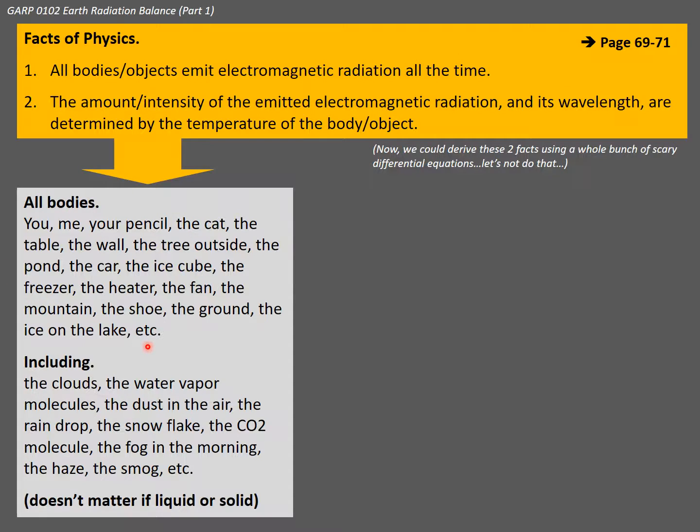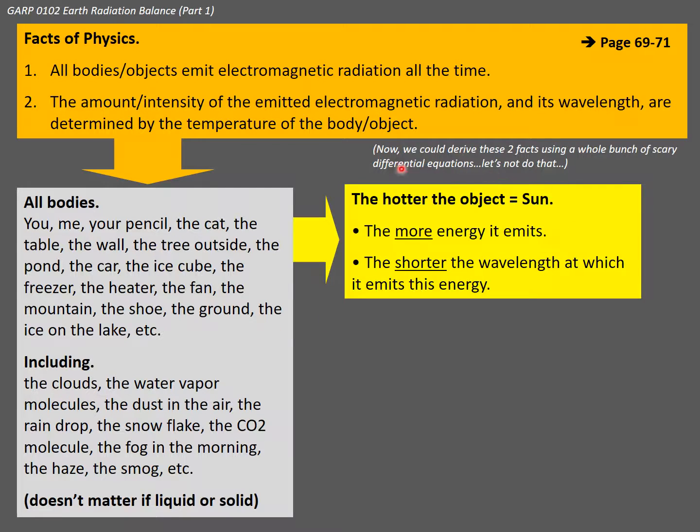As you're sitting there watching this video, you are emitting electromagnetic radiation. The pencil you're holding in your hand is emitting electromagnetic radiation. Everything. The chair you're sitting on, the table you're sitting at perhaps, the heater, your shoe you're wearing, the ground you're walking on, the ice on the lake, whatever. That includes everything that floats around in the atmosphere. Clouds, water vapor, dust, raindrops, snowflakes, CO2 molecules. It doesn't matter if something is liquid or solid. Everything emits electromagnetic radiation all the time. So that's a little bit weird because as you're sitting there, as you're holding your pencil, as you're looking at that raindrop, you don't see anything. But that's just because our eyes don't work in this particular wavelength.